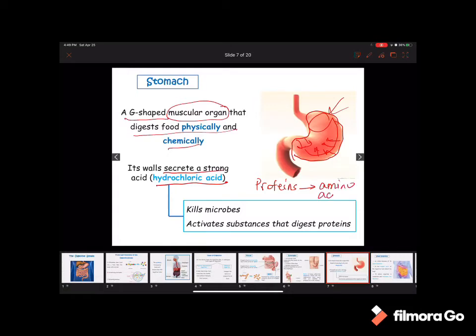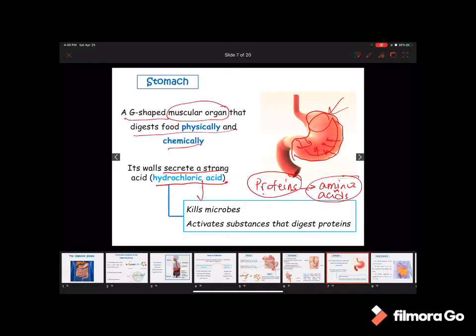And here you see that it's definitely a chemical digestion because it's changing the nature of the food. We start with proteins, we end up with amino acids. They are different molecules. Therefore, there is a chemical digestion occurring on top of the physical digestion that is happening because of the relaxation and the contraction of the smooth muscle inside the stomach.